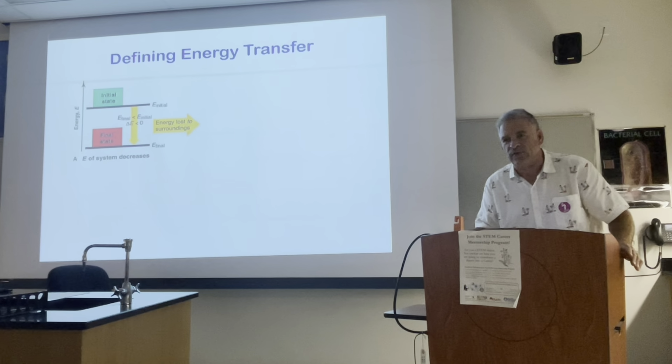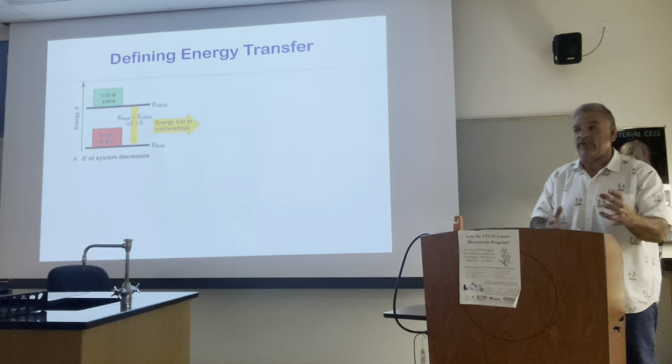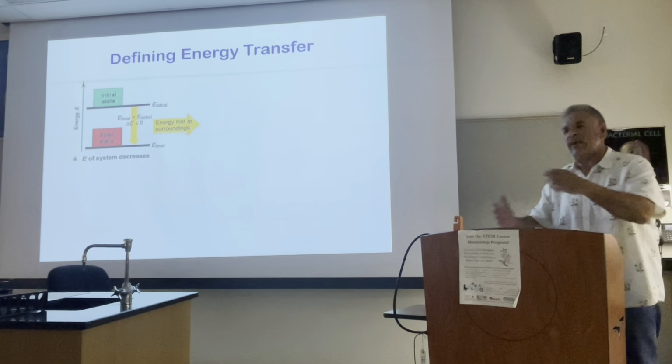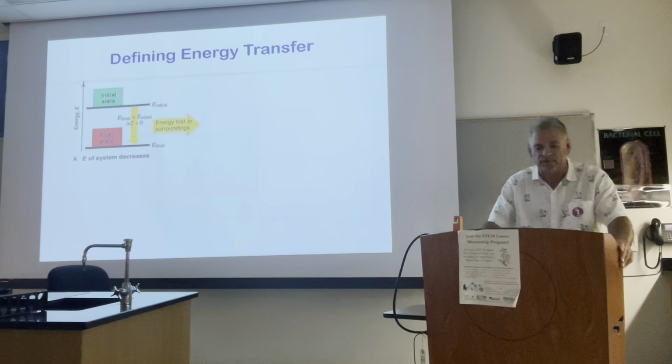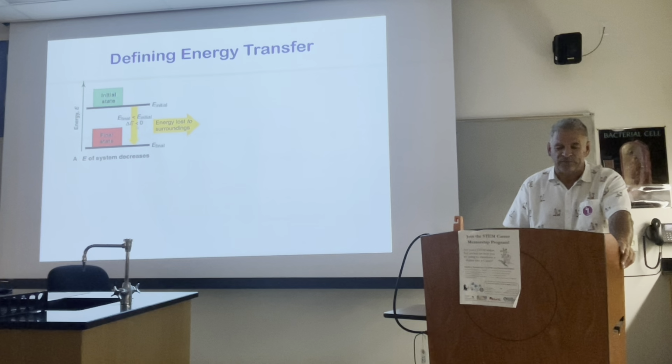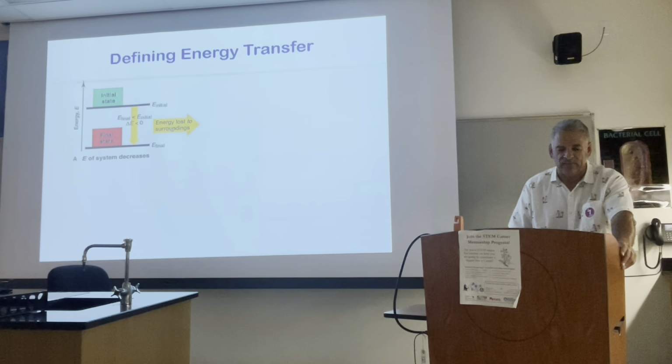Defining energy transfer. Energy transfer is energy transfer into the system or out of the system, into the surroundings or out of the surroundings. And that defines the sign of the energy transfer. So we start at the initial state. If the energy final is less than the energy initial, then the change of energy is less than zero. If you start with more energy and end with less energy, the energy goes to the surroundings.